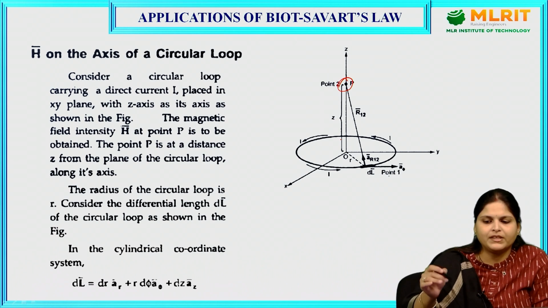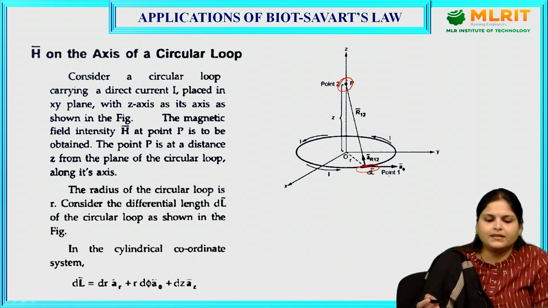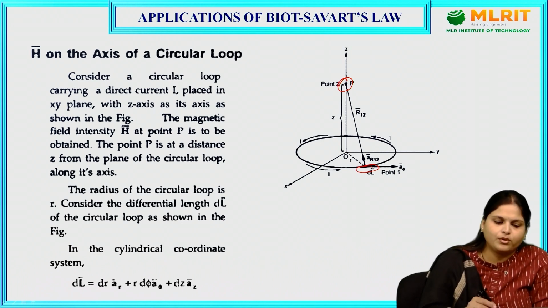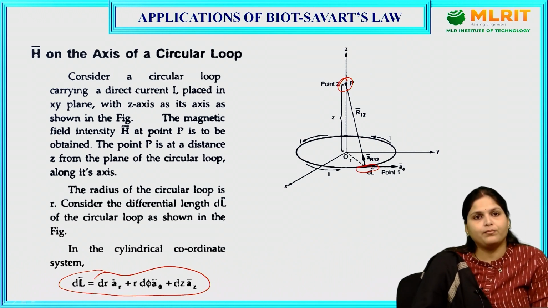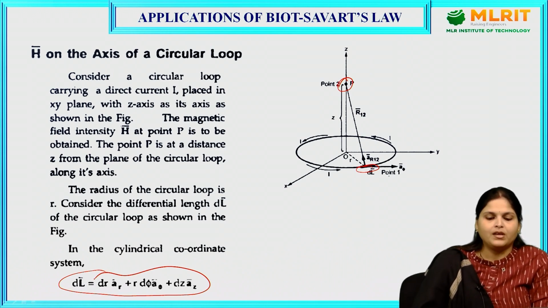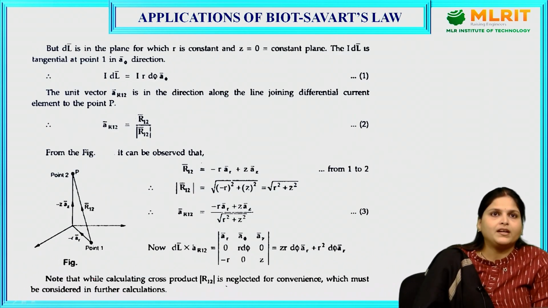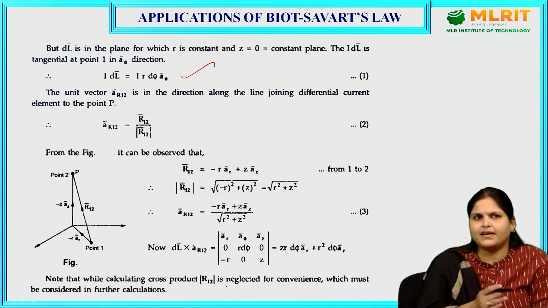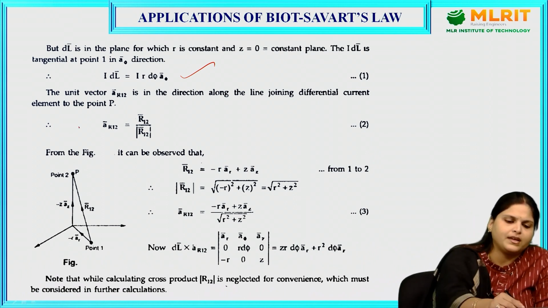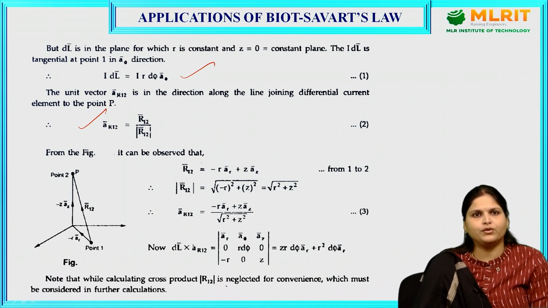Similar procedure, we need to find dl. So we will consider a cylindrical coordinate system. The dl is given by dr ar plus r d phi a phi plus dz az. Then we need to find Idl also. Idl will be given by I r d phi a phi, just like the previous case. We will find aR12, which is R12 upon mod of R12.